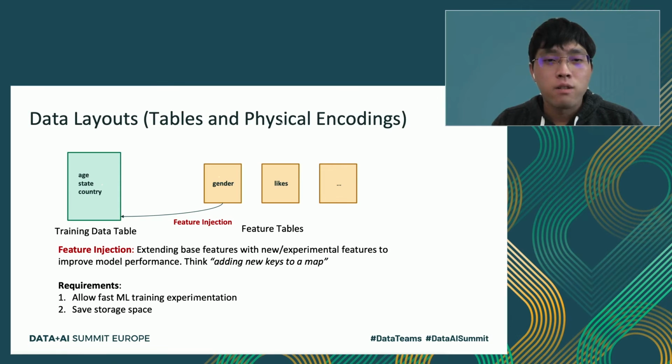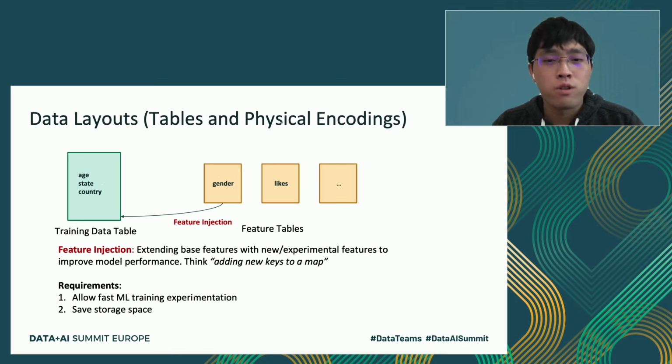Okay, let's go back to our previous slides for data layouts. On the left, we have a training data table which contains all the features we use in production, such as age, state, country, etc. The table is pretty big and can contain thousands to several 10,000 features per row. On the other hand, we have multiple feature tables on the right, which collect all different kinds of features every day. Most of them are not included in the training table.